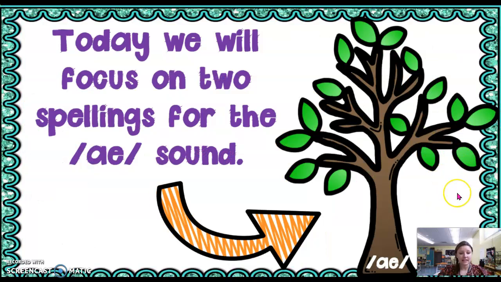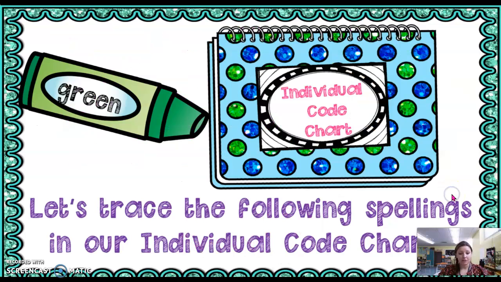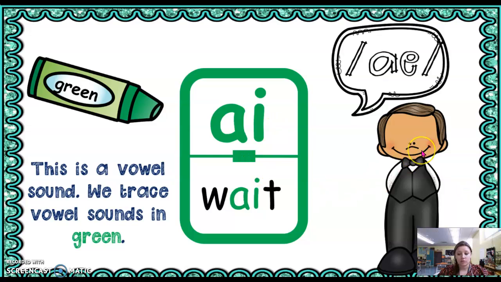Very good. Today we're going to focus on 2 new spellings for the A sound. The first one we're going to talk about is using the spelling AI to make the A sound. This is a vowel sound, and our vowel sounds, remember, are in the color green because green means go, and vowel sounds let the air pass through our mouth. Say A. Notice the air came out of your mouth. This is the word wait. Wait makes the A sound, but it's spelled using AI.